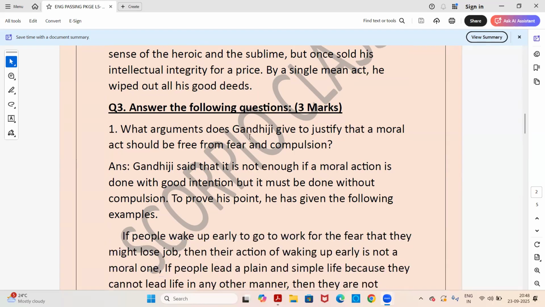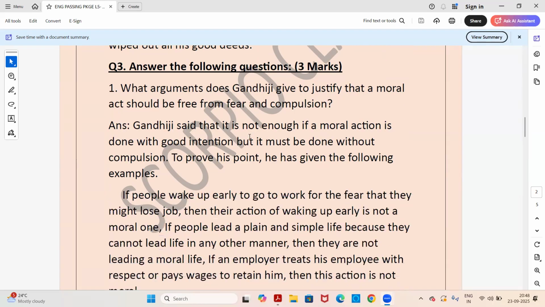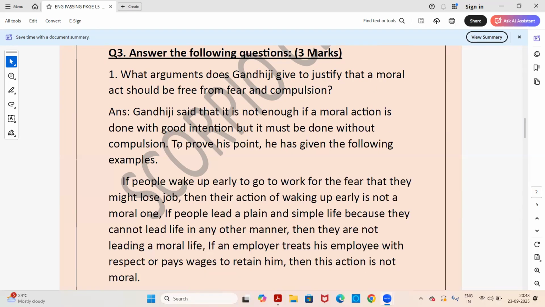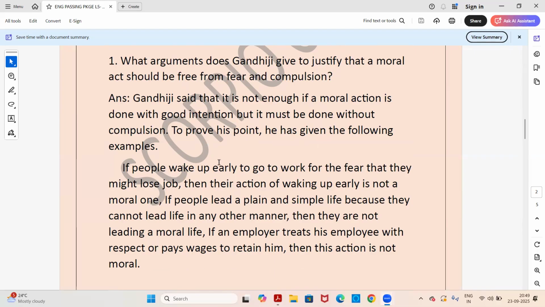Now let's move on to the 3 markers from the chapter. Okay, so first question here is, what arguments does Gandhiji give to justify that a moral act should be free from fear and compulsion? Okay, answer. Gandhiji said that it is not enough if a moral action is done with good intention, but it must be done without compulsion. To prove his point, he has given the following examples.